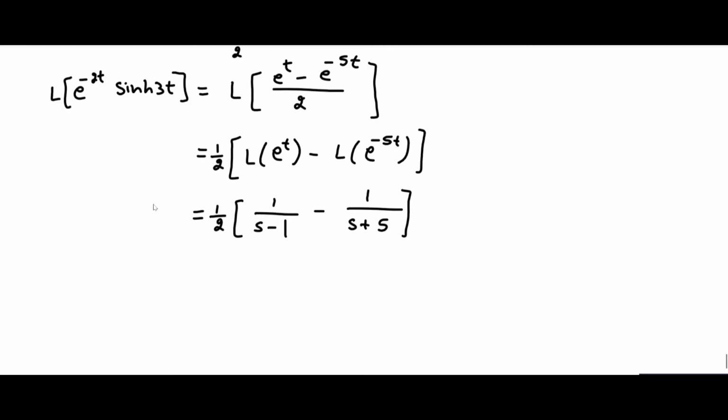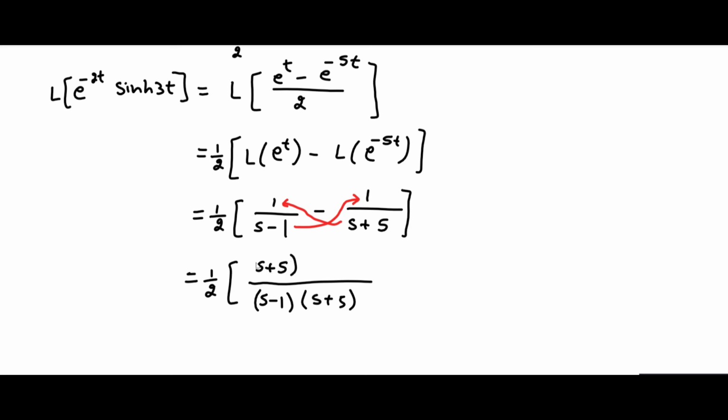But if you want to further simplify this expression, you can do that by taking the LCM. Suppose I take the LCM as s minus 1 and s plus 5. In that case, you need to just cross multiply these values. s plus 5 is cross multiplied with 1 and s minus 1 is cross multiplied with 1. So you will be getting the expression as s plus 5 minus, because the minus sign is there, s minus 1.